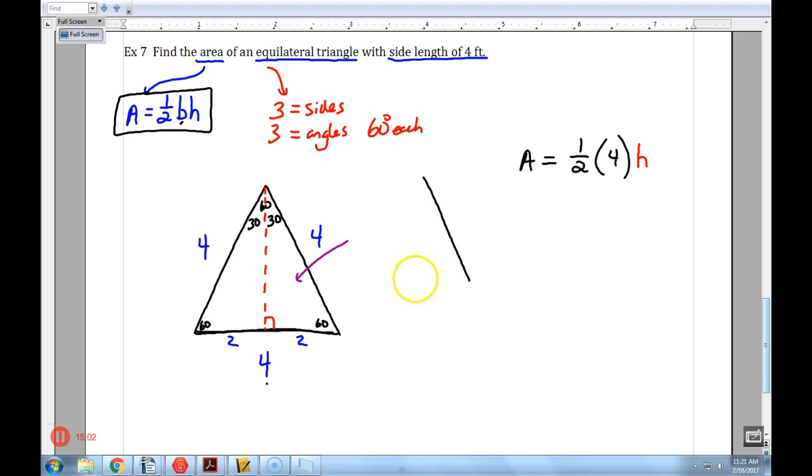I have a 30-60 triangle where I'm actually missing the freaky side, and we're going to call it H. This is the height. I'm missing that freaky side. But I know a couple of sides now. I know that this side was 4 from the original picture. I know that this little side is 2.